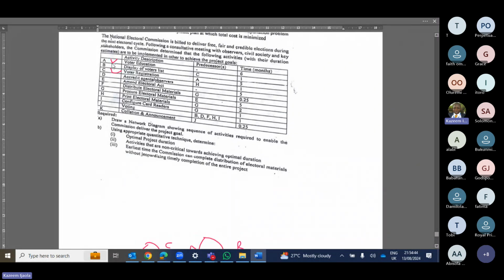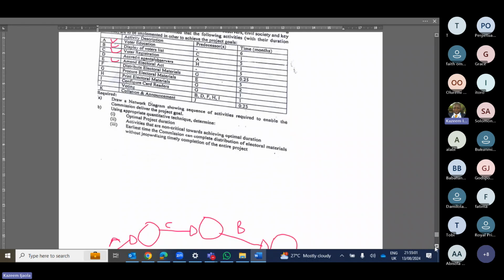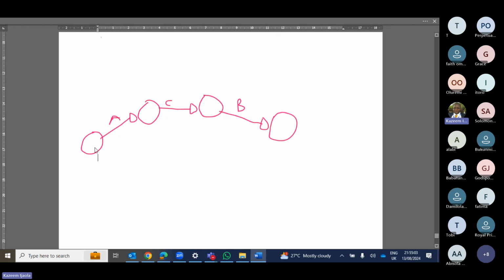Then what else again? They now say D is from H. But remember that I have not done H, so I'll hold on first. Then E is from origin. E is from where? Origin. So let me draw E. E is from origin, so I'll come here and draw my E.